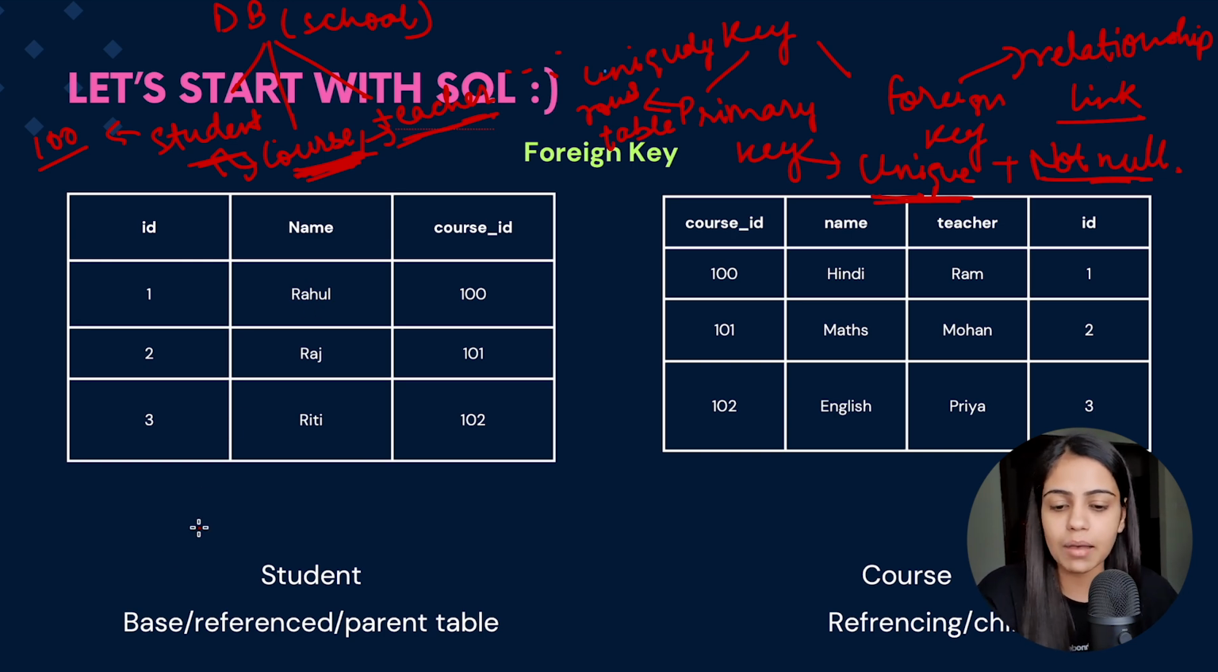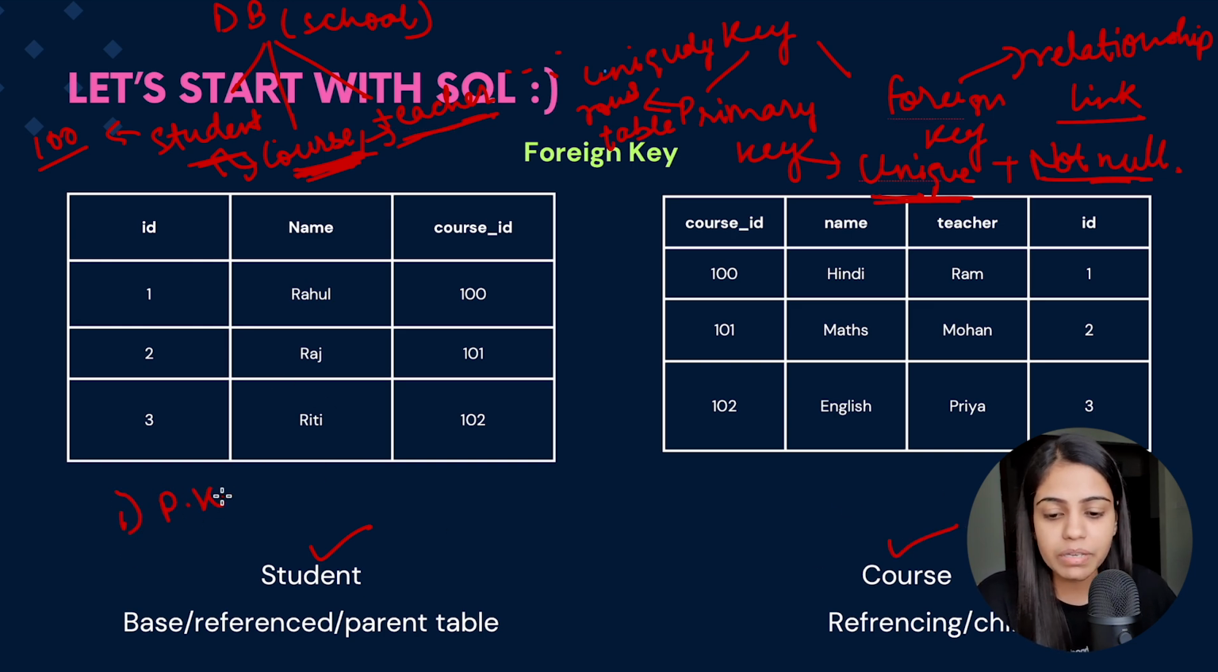Now let's see the example which is present here. There are two tables, first one is student and second one is course. So what is the first thing we will do? We'll identify the primary key of both the tables. Here you can see that ID is something which is unique for each and every student. So here ID is acting as a primary key.